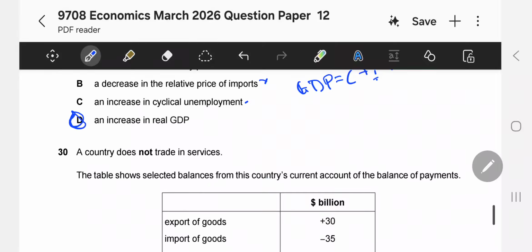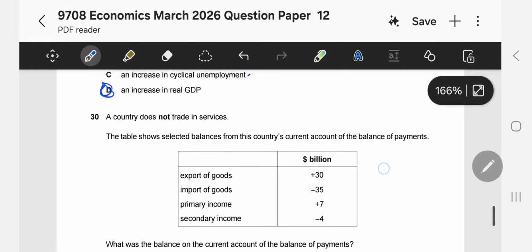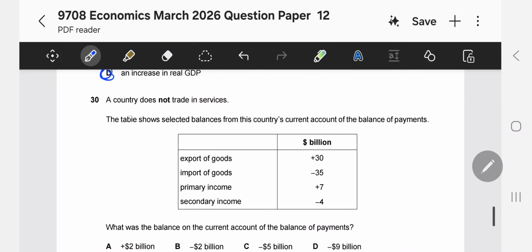And finally, 31 minutes, but we did well. Okay, I'm going to make this smaller so that we can read the question correctly. A country does not trade in services. The table below shows selected balances from this country's current account of the balance of payments. What was the balance on the current account of the balance of payments? So we have trade in goods, imports in goods. Well, I'm just going to put here the money coming in.